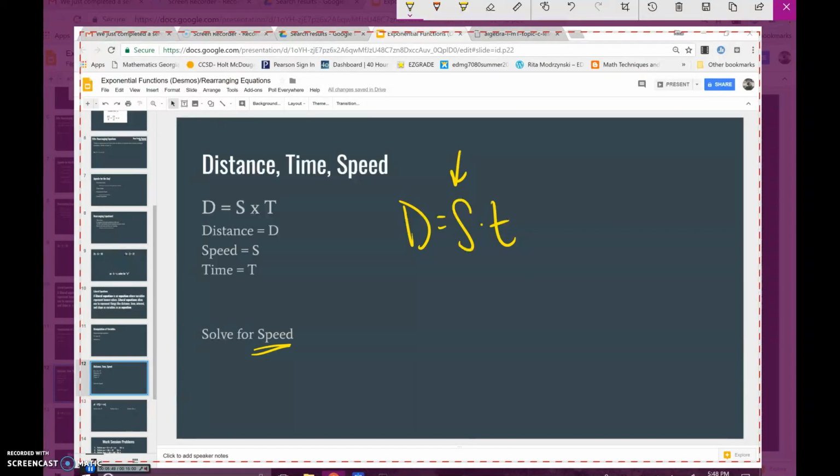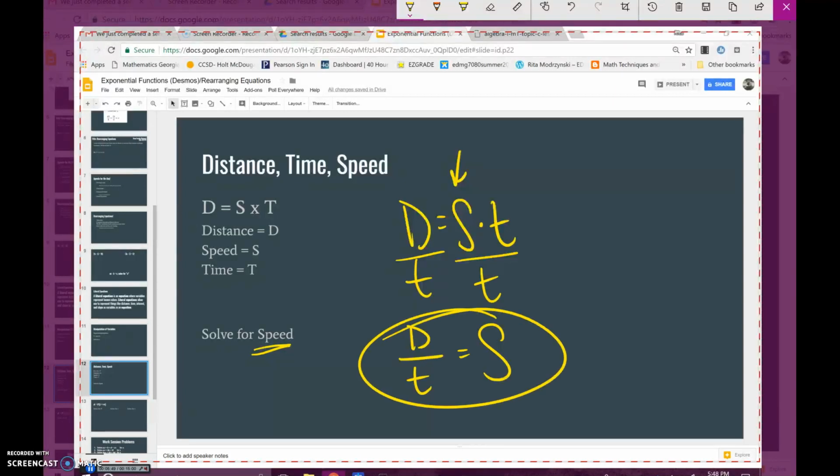So let's eliminate the T. Right now, S is being multiplied by T, so the inverse operation of multiplication is division. So speed equals distance divided by time. And we are done because S is by itself. We solved for speed.